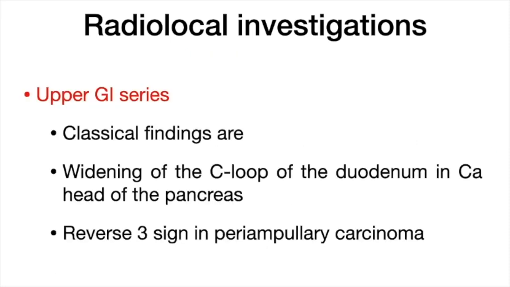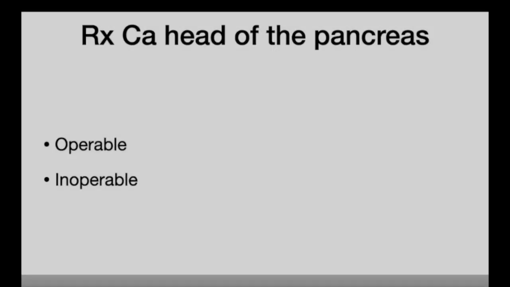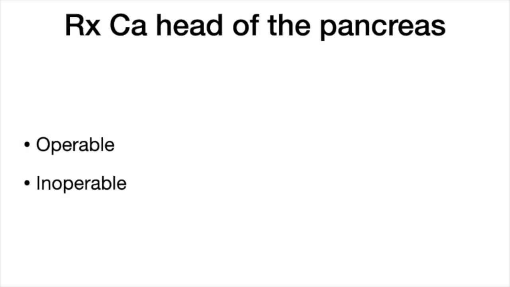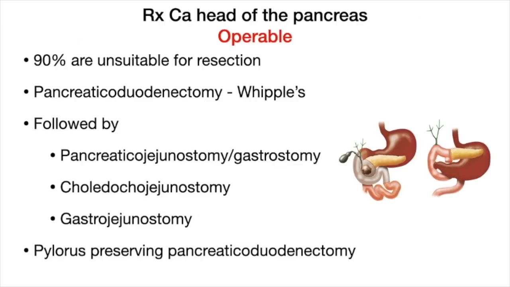Then the upper GI series: the classical findings are widening of the C loop of the duodenum in a case of carcinoma of the head of the pancreas, or the reverse 3 sign in a case of periampullary carcinoma. So that's all about the investigations. Coming to the treatment of obstructive jaundice, it is broadly classified into operable and inoperable. Most of the carcinoma head of pancreas cases are inoperable.